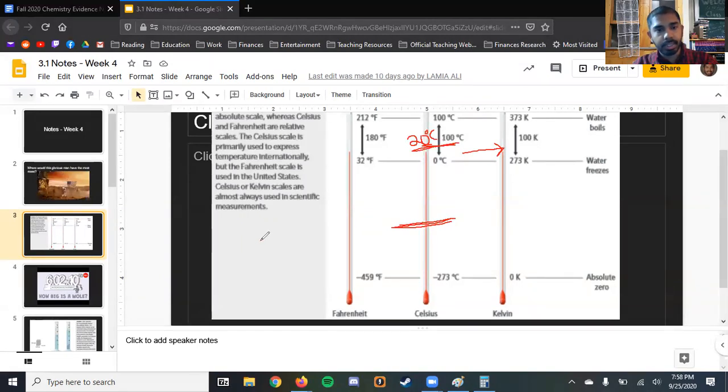273 plus our degrees Celsius will equal our temperature in Kelvin. Notice there's no degree sign. So our temperature in Celsius is 20 degrees. So 273 plus 20 degrees is 293 Kelvin.